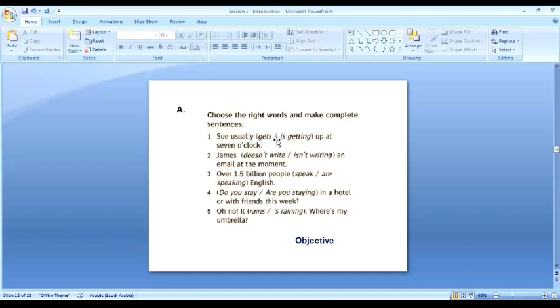It is objective. Why? Because it has only one correct answer. If one student chooses "is getting," it is not the correct answer, because the correct answer is "gets." Why? Because there is "usually," and this is the present simple. It has only one correct answer. And this is the same as numbers 2, 3, 4, 5.